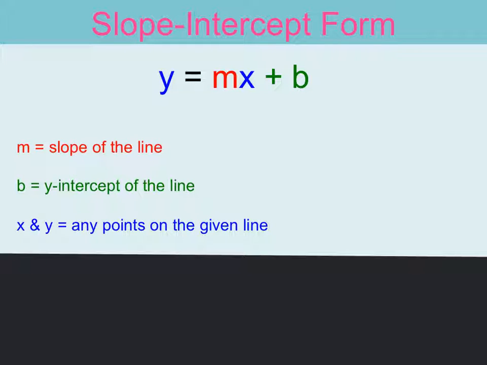And then x and y represent any points that are on the given line. That's why they remain x and y, since they represent every point on the line. We don't want to put in just a specific number for x and y, which is just 1 point. We want to keep it x and y to show all points.